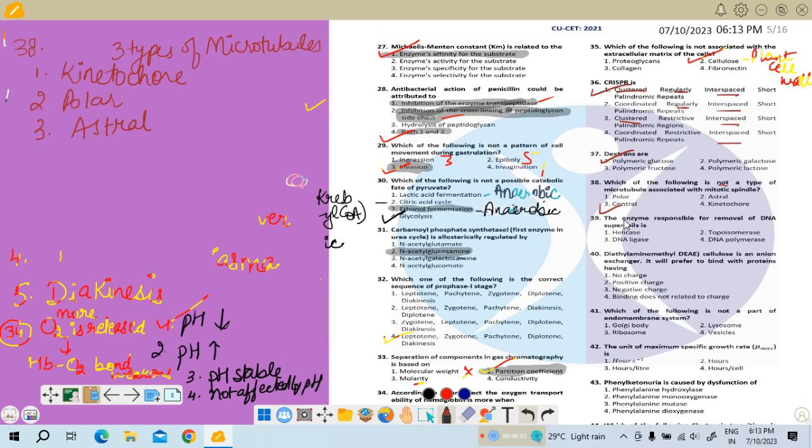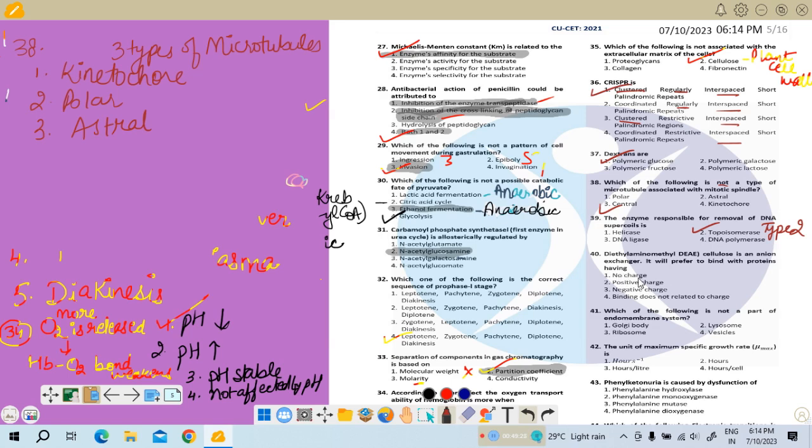39, the enzyme responsible for removal of DNA supercoils is helicase, DNA ligase, DNA polymerase. Ligase is for joining, helicase is for unwinding. DNA polymerase is for replication. So topoisomerase, this is a type 2 enzyme.